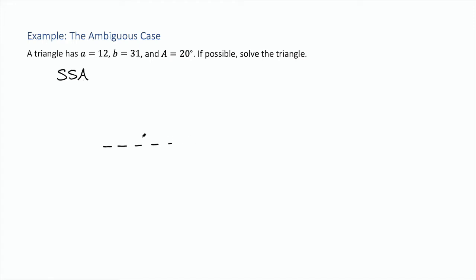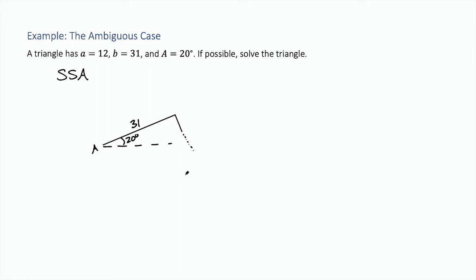So we have an angle of 20 degrees, which is fairly small. The side length B, which is 31, and this side length A, which is opposite the angle A, 12. Now, it's not quite clear drawing it: is it going to touch, or is it going to just barely? Is it not going to touch at all? Will it maybe touch because it's long enough? We're not quite sure. So I'm just going to leave it. I don't really know. Okay.